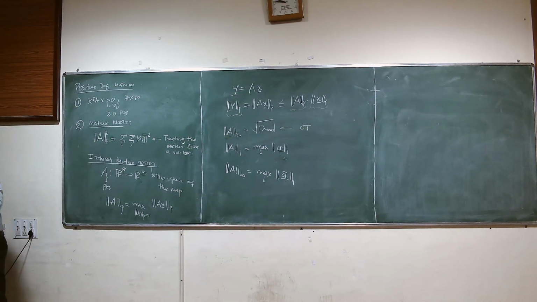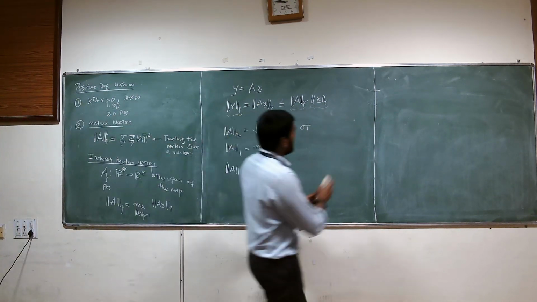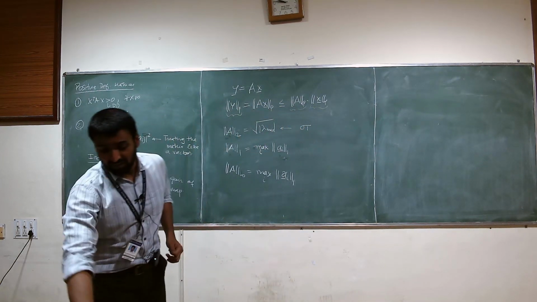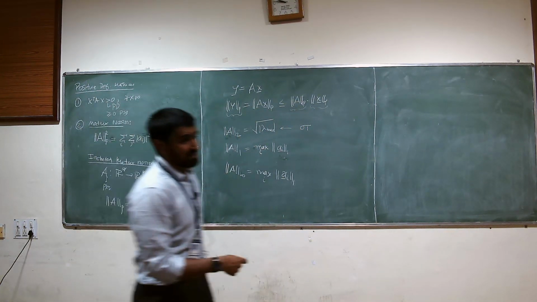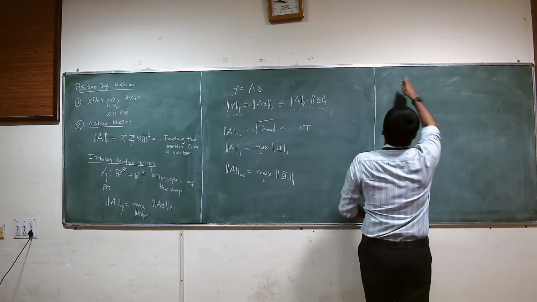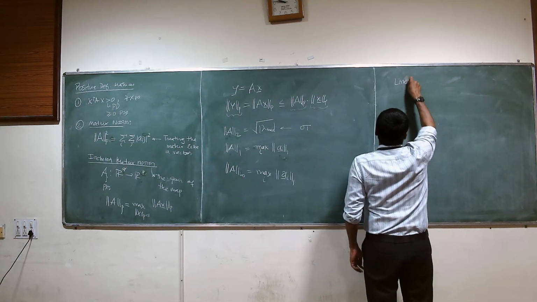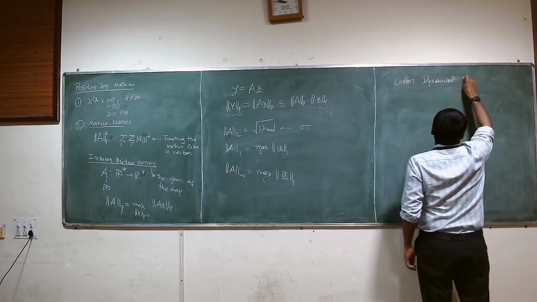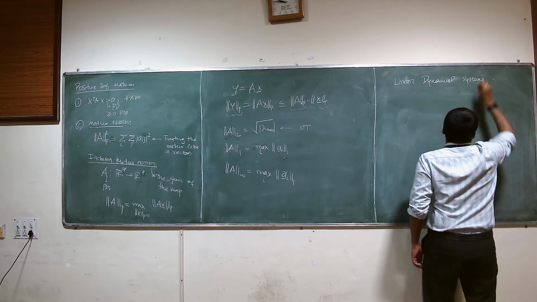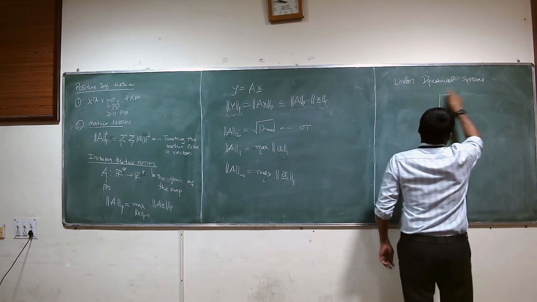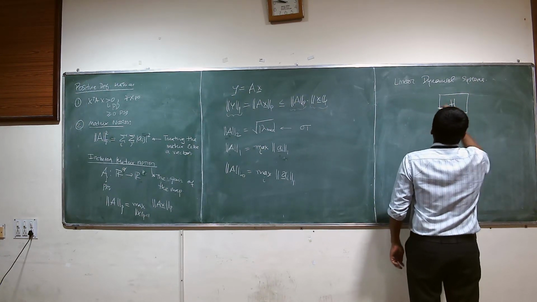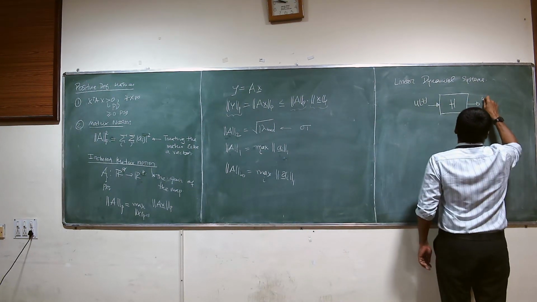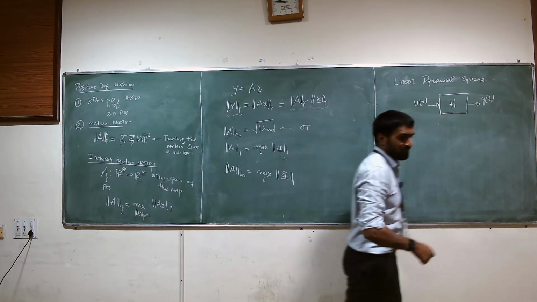This class will discuss an area of application where the idea of eigenvalues and eigenvectors and matrix norms actually come in handy. That is in the context of linear dynamical systems. Now we have a system with some input u of t and output y of t.